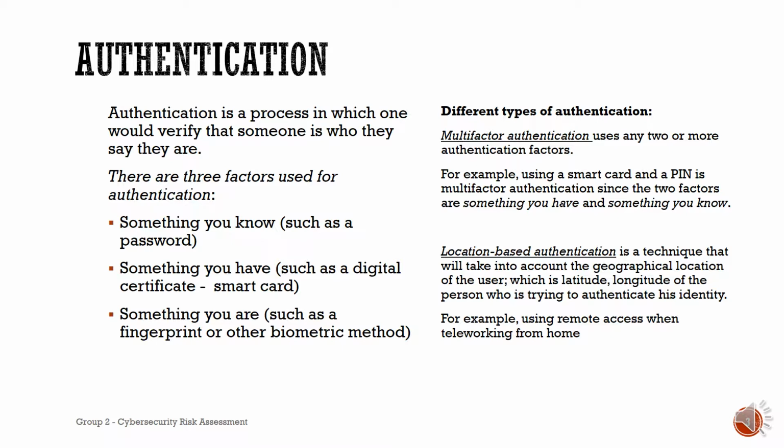Different types of authentication. One example is multi-factor authentication, which uses any two or more authentication factors. A key part of this is that the authentication factors must be in at least two levels of categories. For example, using a smart card and a PIN is multi-factor authentication since the two factors are something you know and something you have. Our second option is location-based authentication, which has been used with dial-up remote access as an additional authentication factor. One is authorized to work from home using a dial-in remote access connection to connect to work-based resources.